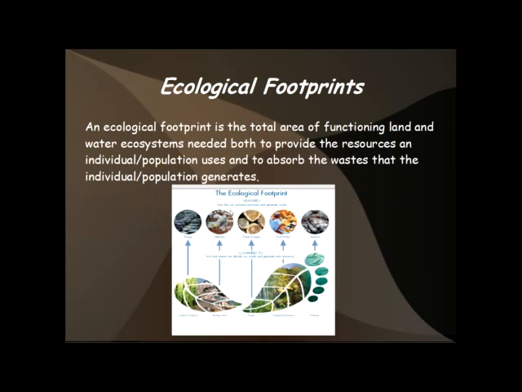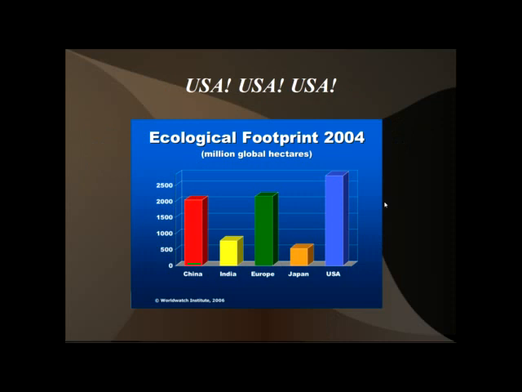First, we'll just define ecological footprint, and that is the total area of functioning land and water ecosystems needed both to provide the resources an individual and population use and to absorb the wastes that the individual or population generates. So it's kind of high with fossil fuel emissions and everything like that. And this is just to compare different countries and their footprints. America is obviously quite a bit higher than the other ones, even China.